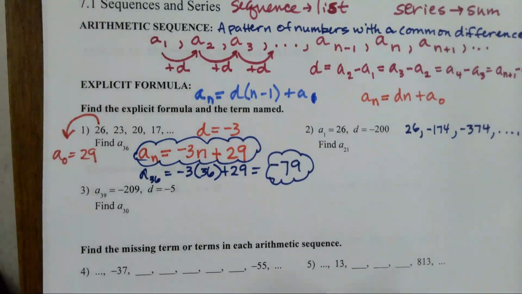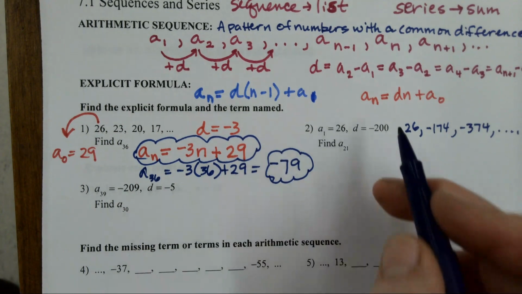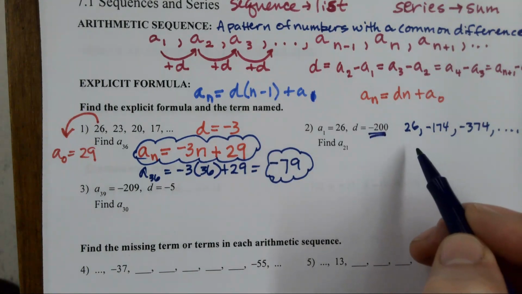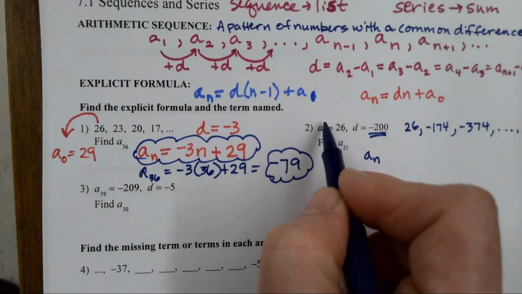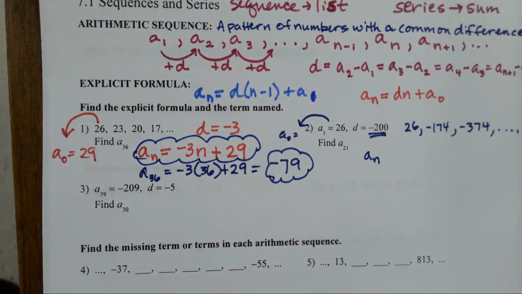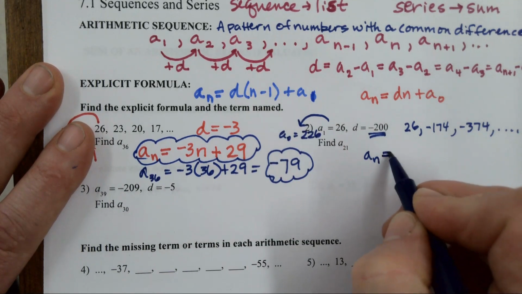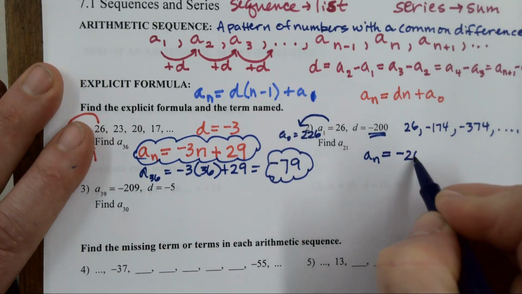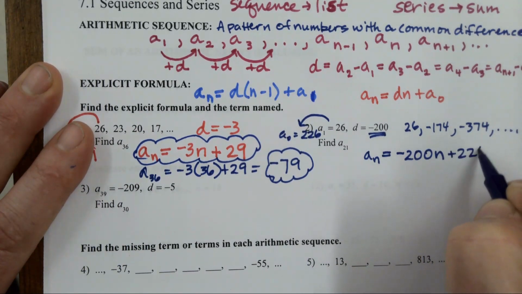Do I need to do that? I really don't. Because in order to write the formula, they already gave me d. And I just need to figure out what would come before 26, the first number, if there was one before that. 226. So this is a sub n equals negative 200n plus 226.